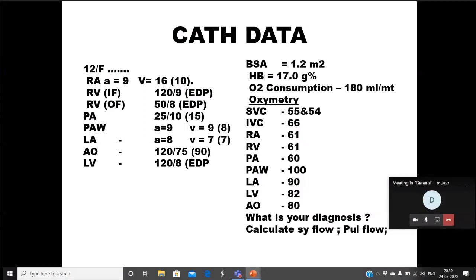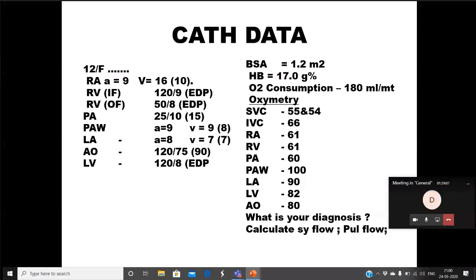Yes, sir. What is the formula for calculating the systemic blood flow? In this patient? How will you calculate the systemic blood flow? Don't know, sir. You don't know how to calculate the systemic blood flow? Any one of you, Pragati or Sarojam? Sarojam. Can you calculate the systemic blood flow? You just tell the formula.